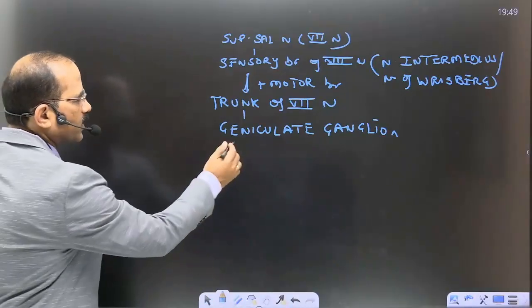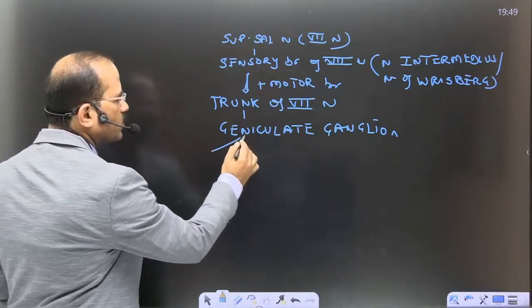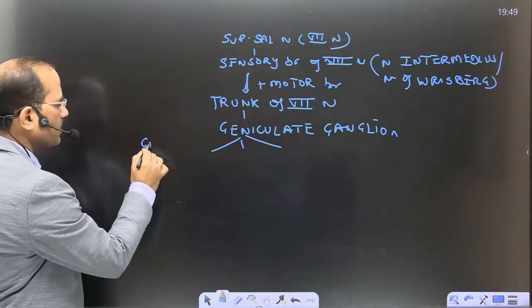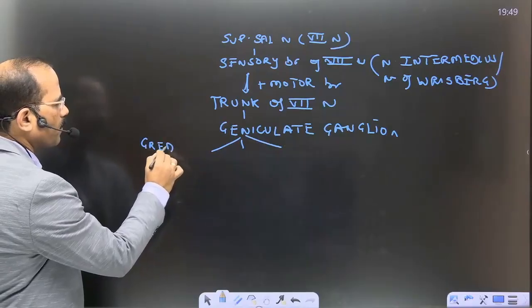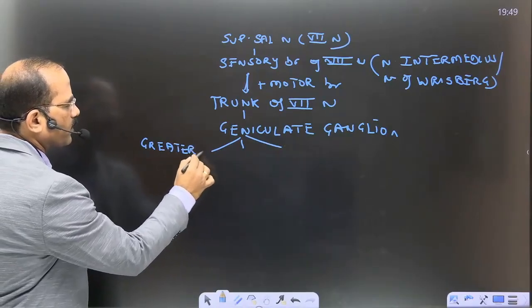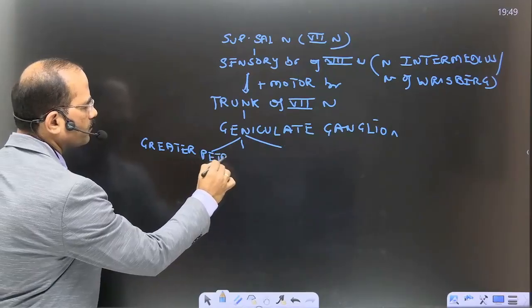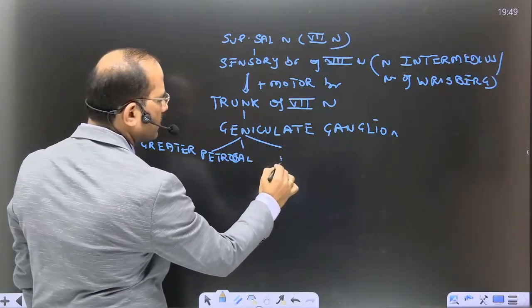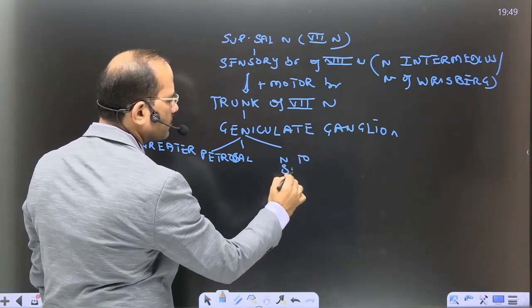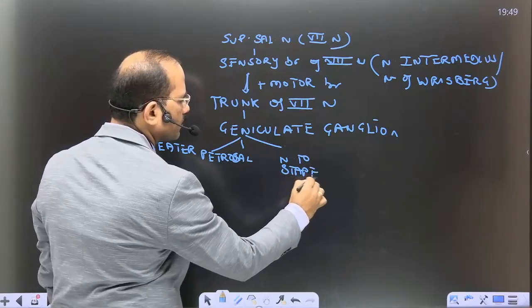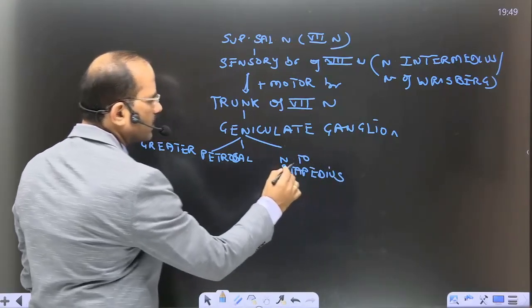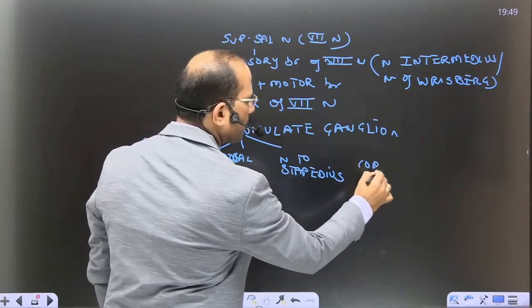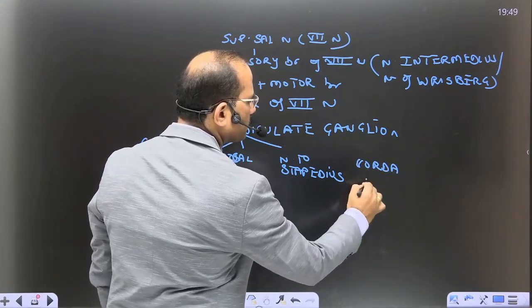From this geniculate ganglion, we get three branches. One is the greater petrosal nerve. Second is nerve to stapedius. And third is chorda tympani.